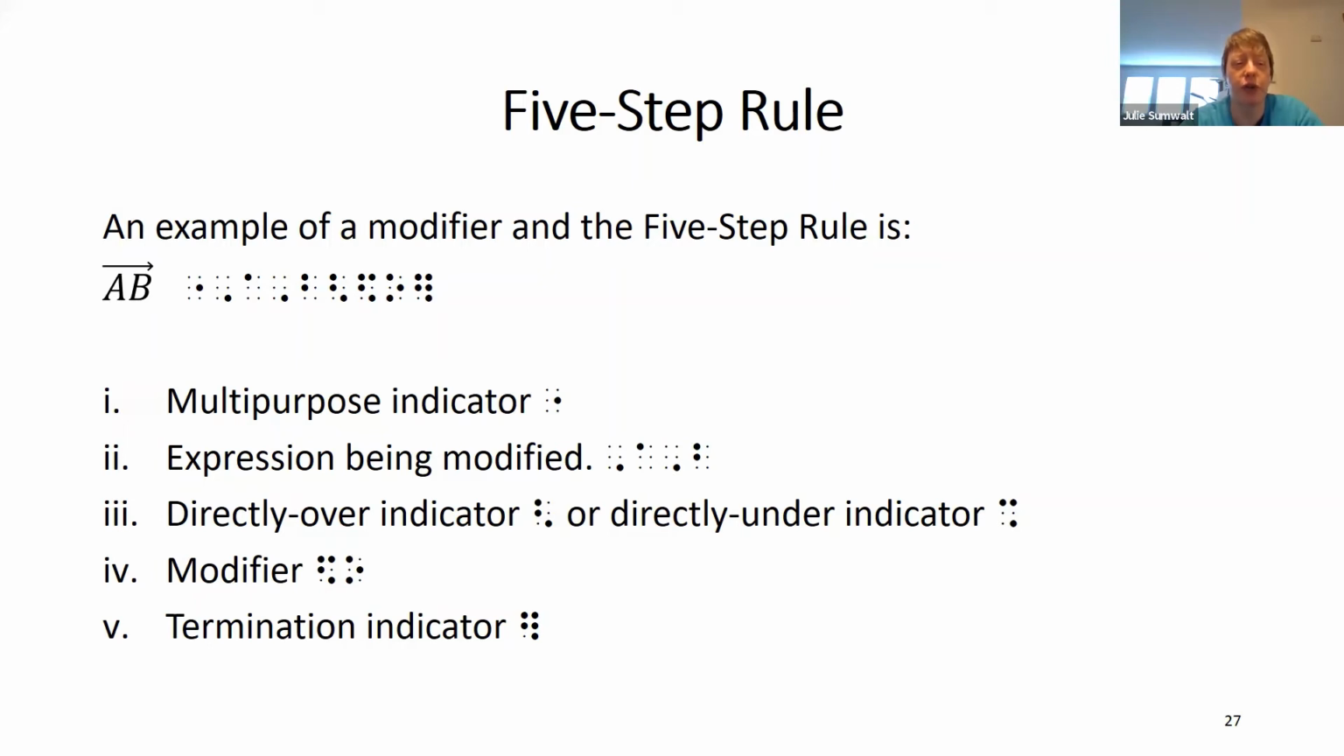Then we need to show either directly over or directly under. In this case, directly over, because that arrow is directly over AB. Then show what the modifier is. In this case, it's a right pointing arrow, which can be contracted in Nemeth as shown. The 5th part of the 5-step rule is to terminate the whole modification, and you do that with the termination indicator. So 5 components to the 5-step rule.